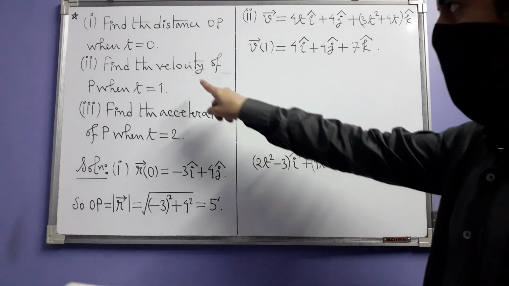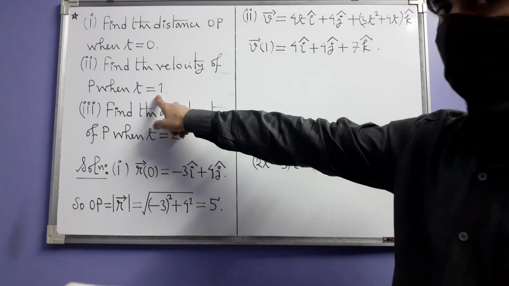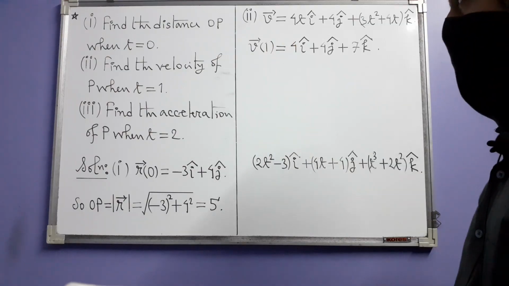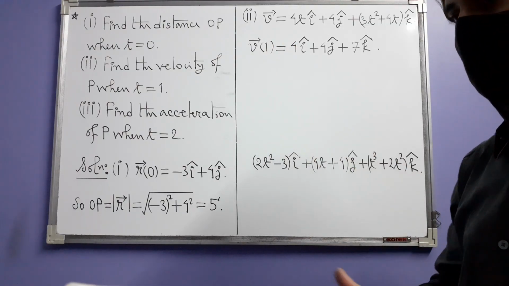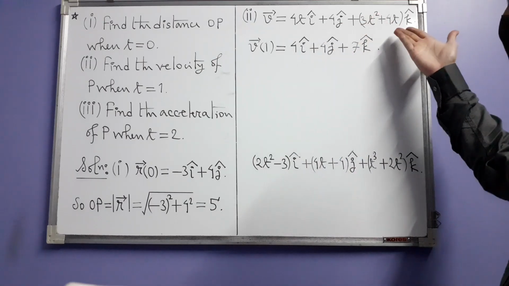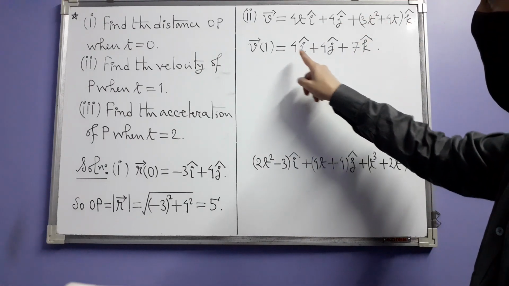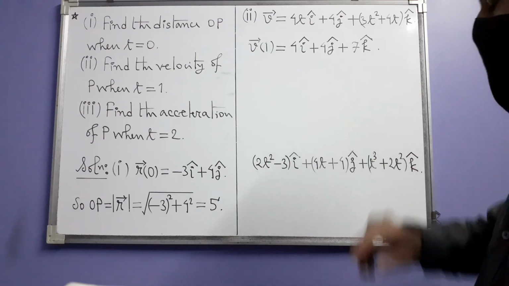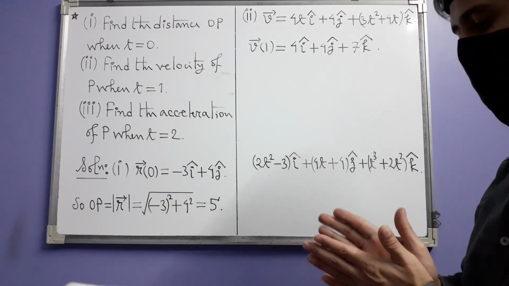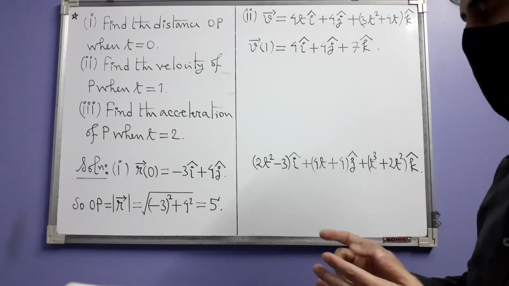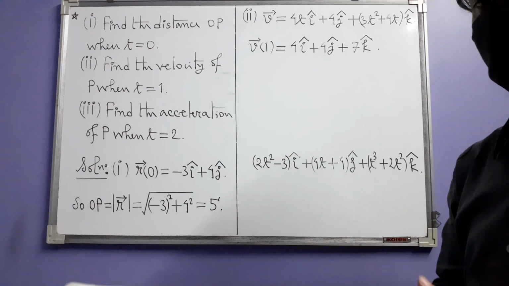And then you have to calculate the velocity when the time is 1 in some unit. So you calculate v of 1. Just like r is a function of t, v is also a function of t, and you can see that here. So you calculate v of 1, and this is what you get: 4 i hat plus 4 j hat plus 7 k hat. This is the velocity vector exactly when the time is 1.